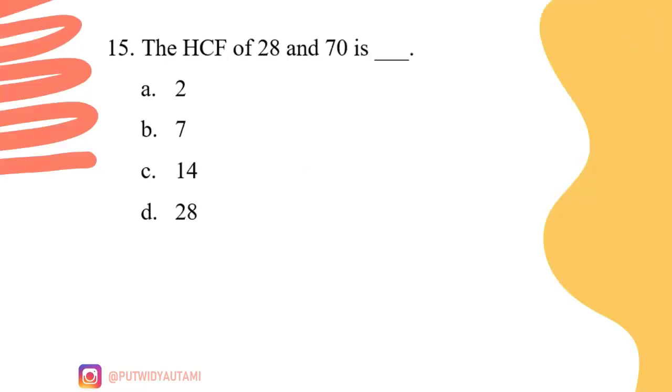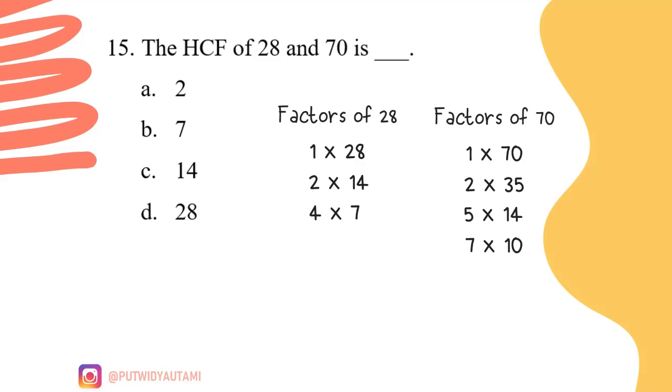15. The HCF of 28 and 70 is, write the factors of 28, here we go, and the factors of 70. Find the common factors, and find the highest. 10. Yeah, the answer is C, Charlie.